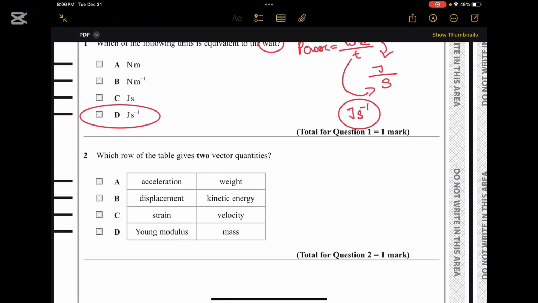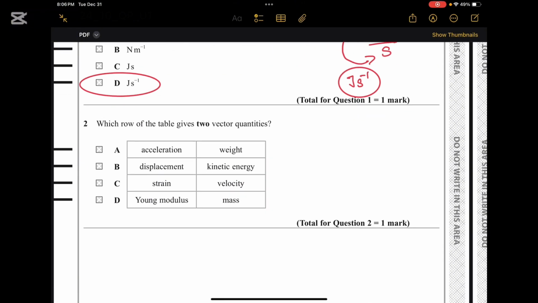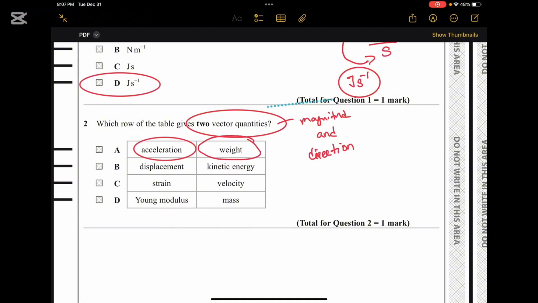Moving forward to question number 2, they have written: which of the following tables gives two vector quantities? We know for something to be a vector quantity, it needs to have both magnitude and direction. So if you look at this, A, acceleration is a vector quantity as well as the weight is a vector quantity. So our answer is going to be A.